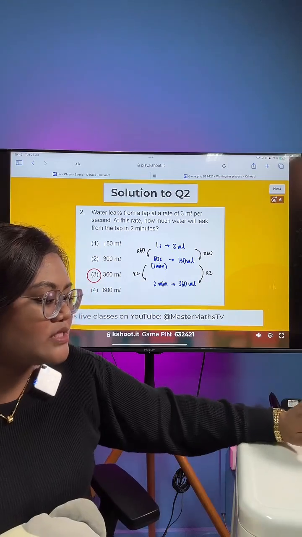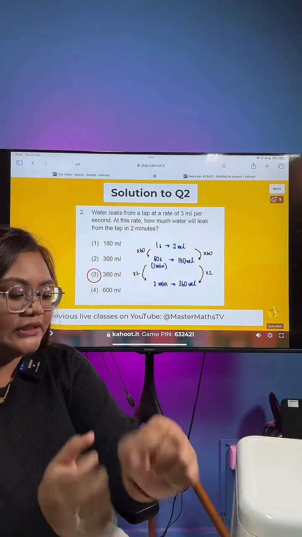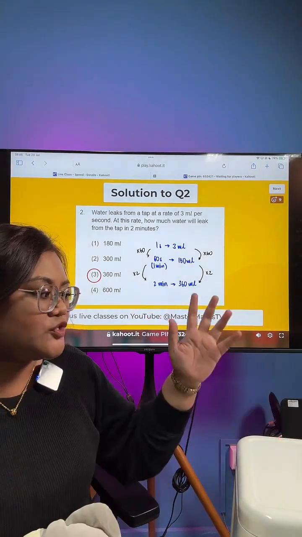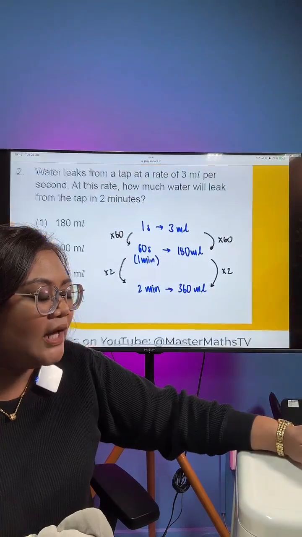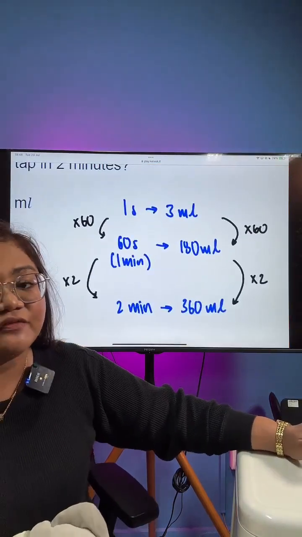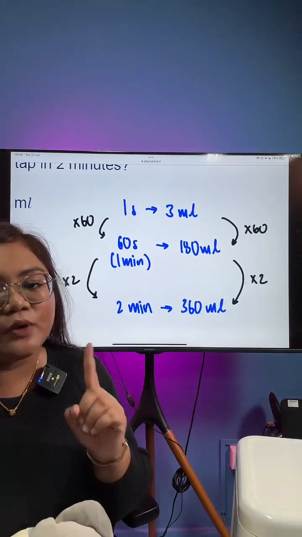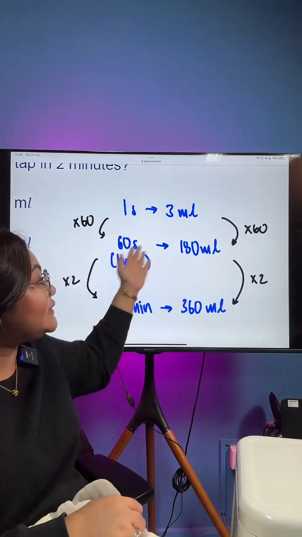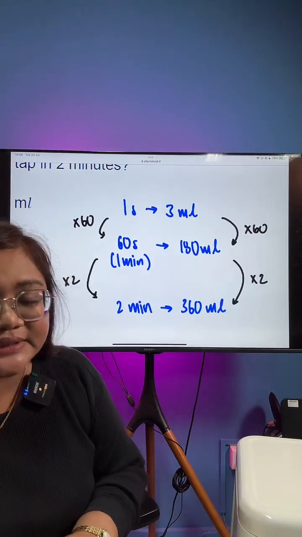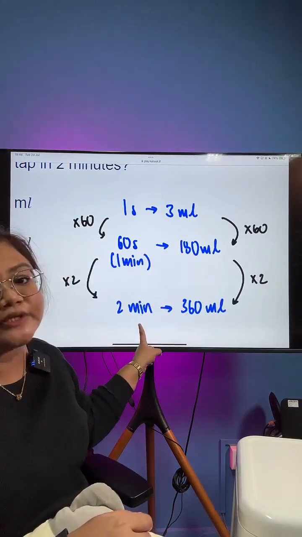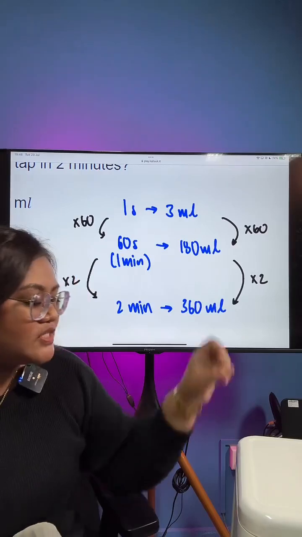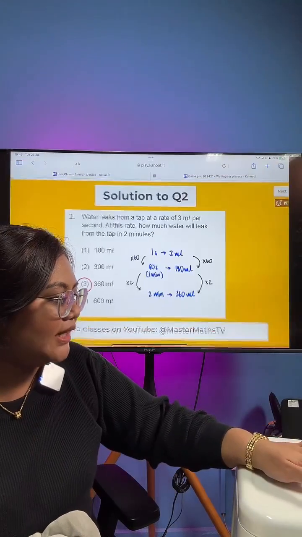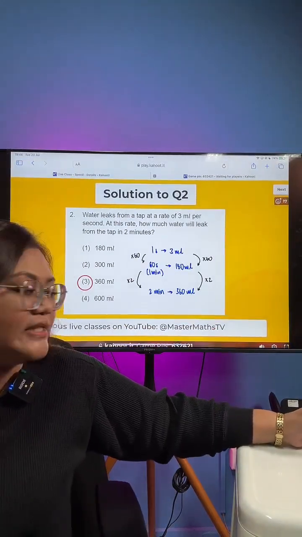So, let me share with you the solution for this one. A lot of students will fail to do this because they forgot the conversion from seconds to minutes. So, from 1 second that we have here, if we want to find 2 minutes, we can first find 1 minute. And 1 minute is not 100 seconds, it is instead 60 seconds, yeah? So we multiply this by 60 on both sides, we're going to get 180 milliliters. And multiply that by 2 because we want 2 minutes. Okay, everybody? Alright, so you need to remember your conversion. 1 minute is 60 seconds, not 100 seconds. Alright? And that is the solution for question number 2.